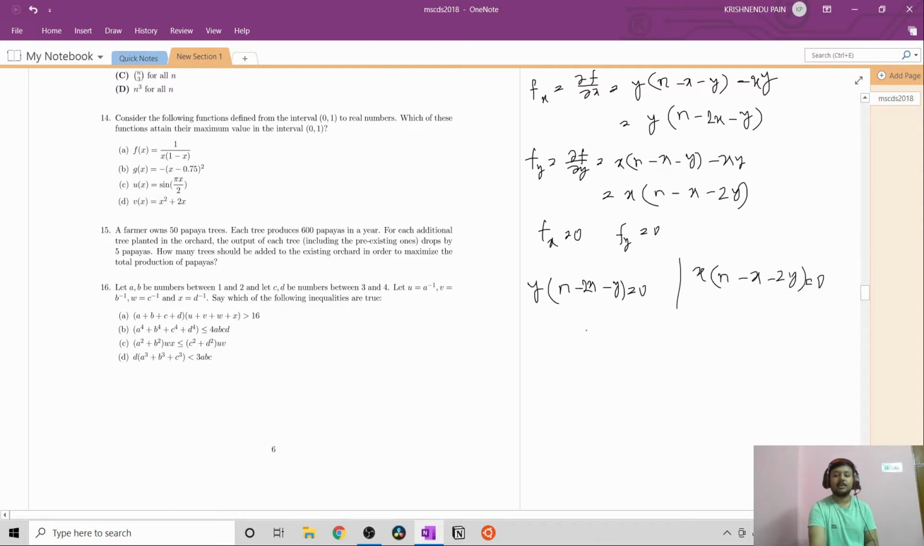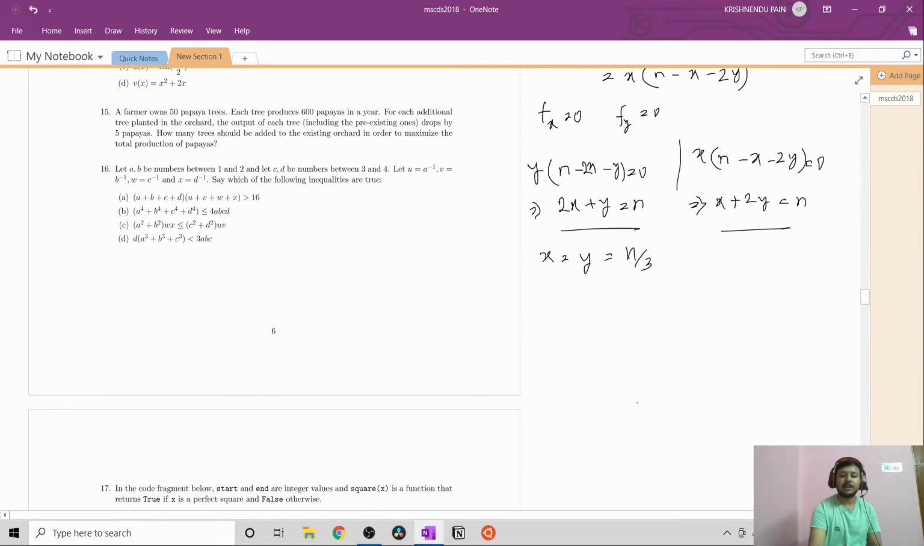As earlier we have seen that x, y are greater than or equal to 1, so y is not equal to 0 and x is not equal to 0. So we can write n minus 2x minus y equal to 0, so 2x plus y equals n, and similarly here x plus 2y equals n. If we solve these two equations, we will get x equal to y equal to n by 3.